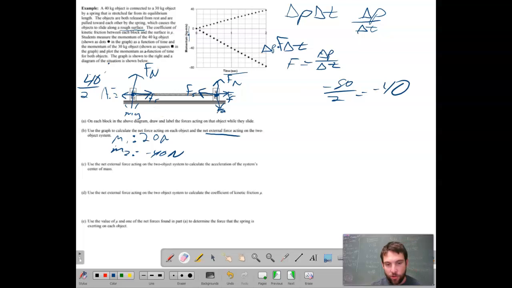Now what about the net external force acting on the two object system? If we have the two object system and we consider the entire system, so I'll draw my yellow line around the entire system.